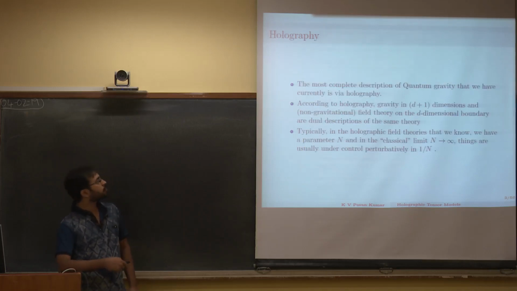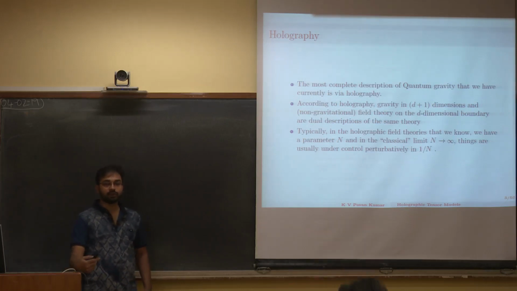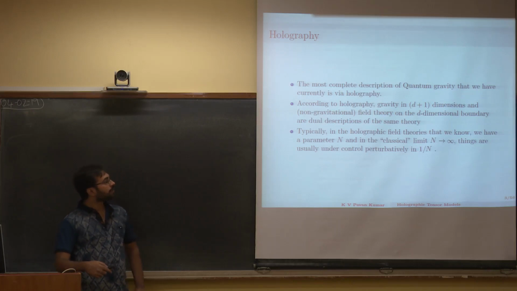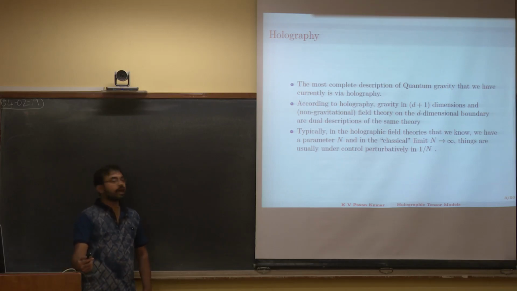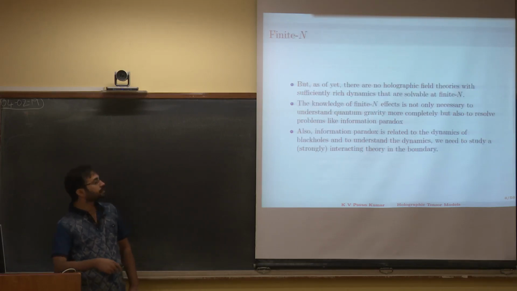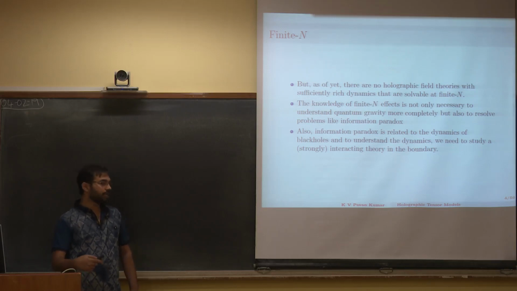So let's start. The most complete definition of quantum gravity we have currently is via holography. According to holography, gravity in d+1 dimensions and a non-gravitational field theory in d dimensions are dual descriptions of the same theory. Typically in all the holographic theories we know of, there is a large parameter n, and in the limit n going to infinity, things are usually under control perturbatively. But as of yet, there are no holographic theories with sufficiently rich dynamics that are actually solvable at finite n. This solubility at finite n is important to understand quantum gravity completely and to resolve problems like the information paradox.